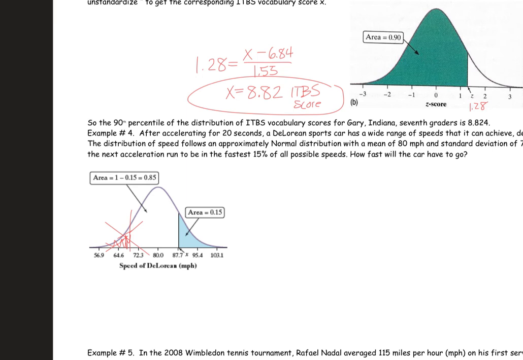So what we need to do is, when we go to Table A, we are not going to look for 15% in Table A. If we did that, we would end up on that negative side over there, and that'd be an issue. We're actually going to look for 85%.